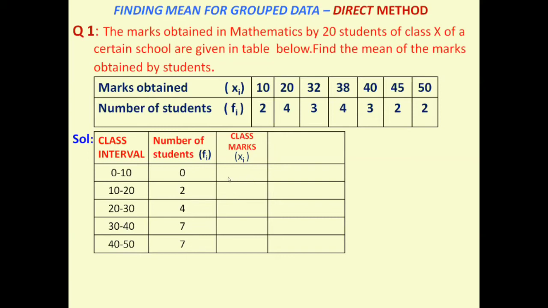In this class marks column, what do we have to write? In the first column, we have the class interval. Add lower limit and upper limit. In this class, the lower limit is 0, upper limit is 10. Add these two, 0 plus 10, that will be 10. And half of it, 10 by 2. 10 by 2 is how much? 5. Write 5 here. And the next, 10 plus 20. 10 is the lower limit, 20 is the upper limit. We have to add both, 10 plus 20 is 30. 30 by 2 is 15.